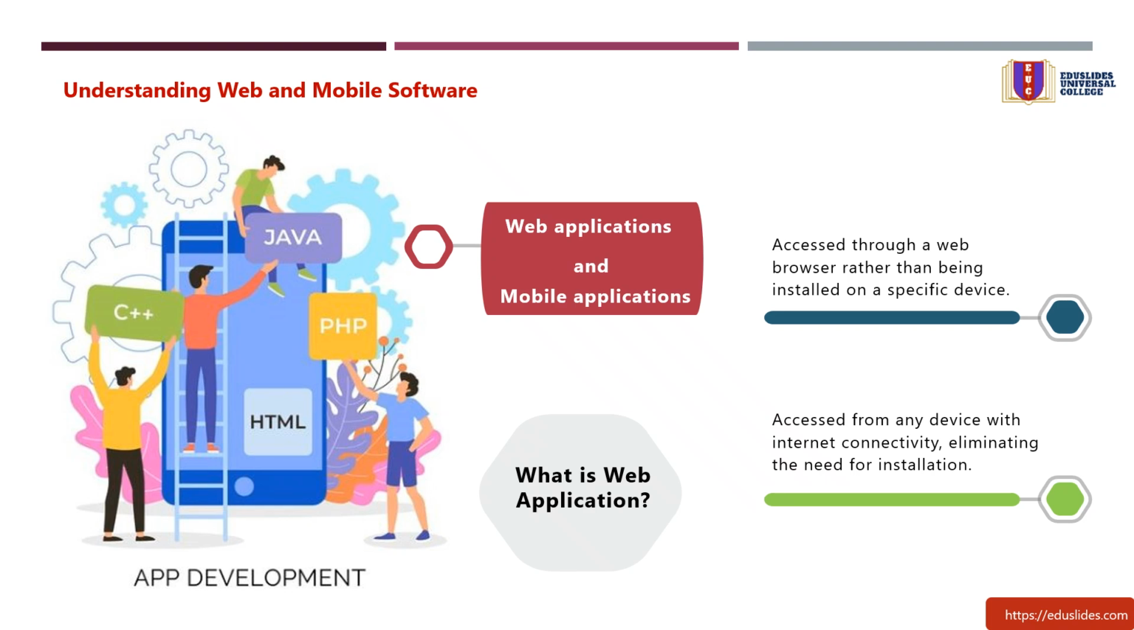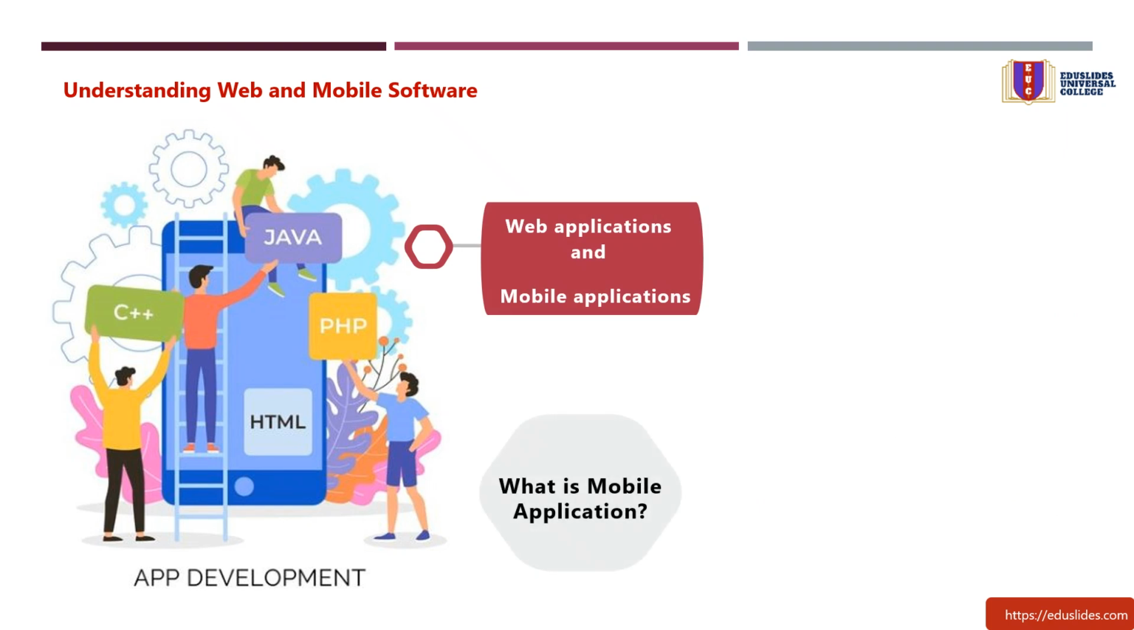Web applications are typically developed using HTML5, JavaScript, CSS, and server-side programming languages like PHP, Python, or Ruby. These technologies enable developers to create applications that are platform-independent and can run on various operating systems such as Windows, macOS, or Linux.